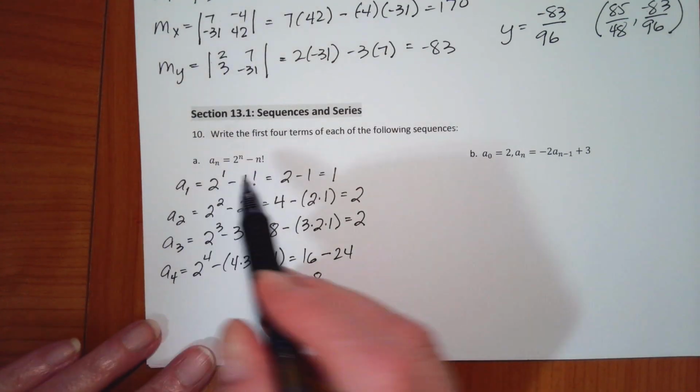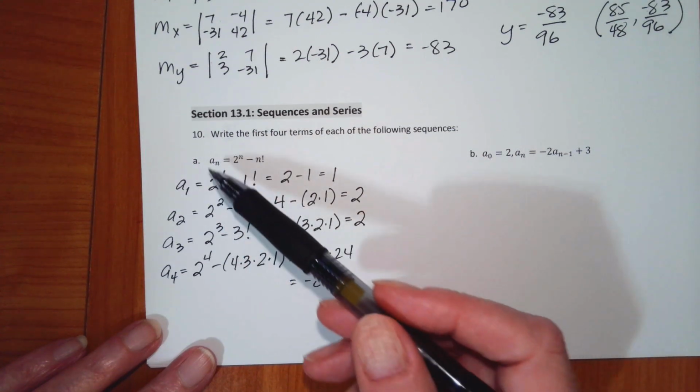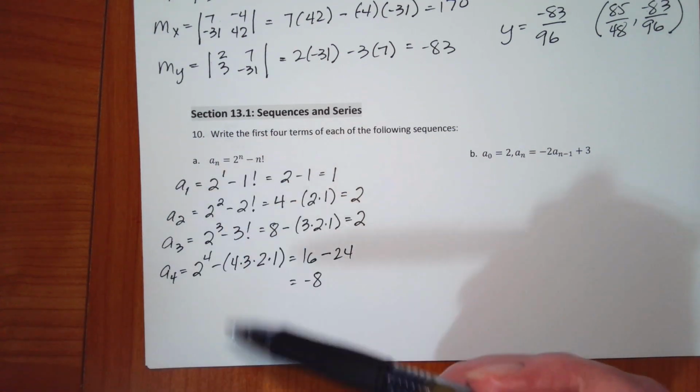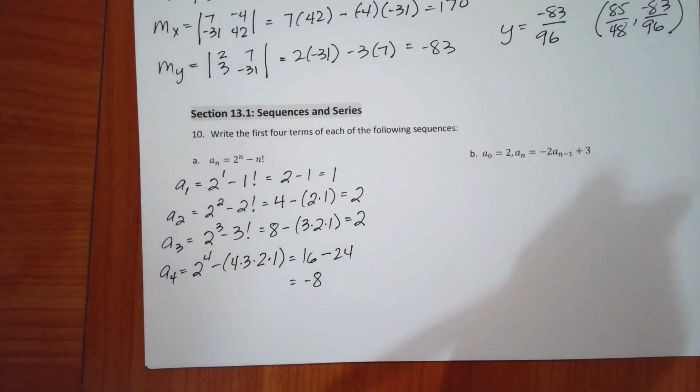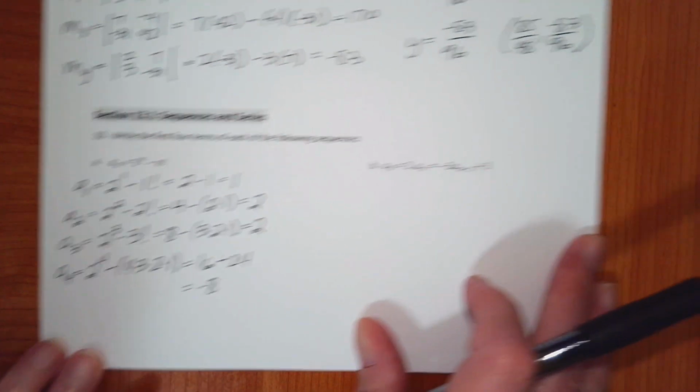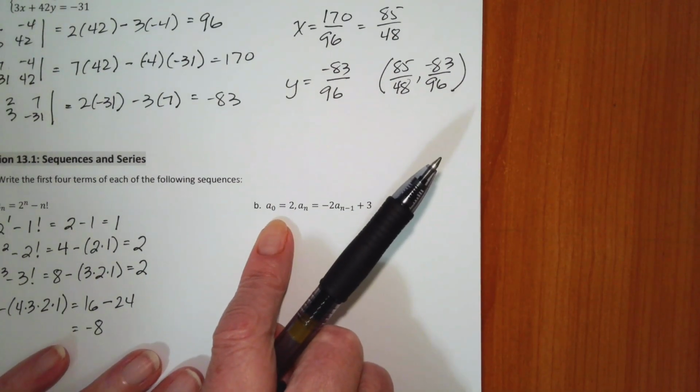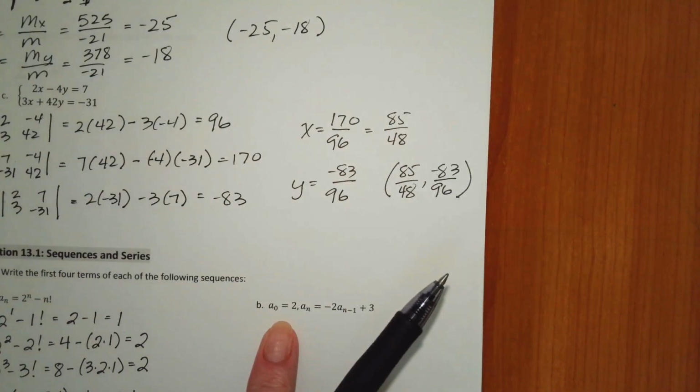Okay, so this is an explicit formula. Using this formula, if I wanted to go straight to a sub 213, I would know how to do that. This is a recursive formula, so this is a little bit different.